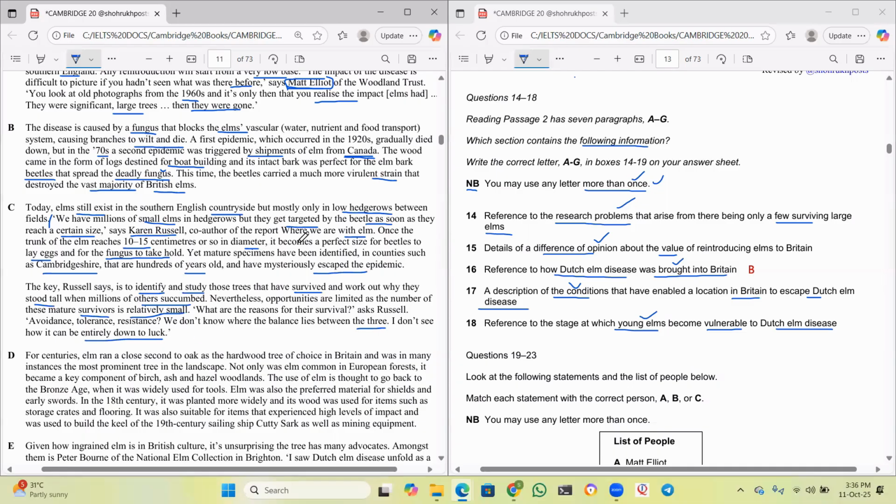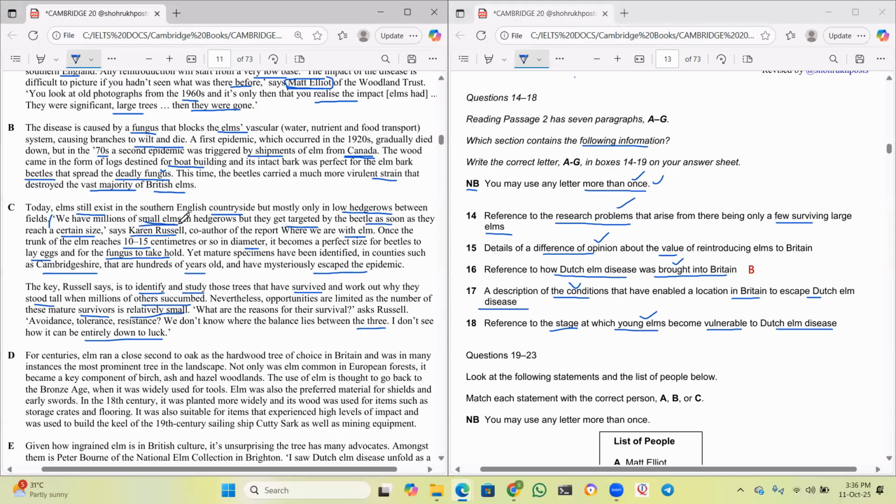So we read about many things here, right? I think he spoke about the young ones. So look at the 18th one, guys. A reference to the stage at which young elms become vulnerable to the disease. Yes, exactly. He spoke about that here. See, we have millions of small elms.